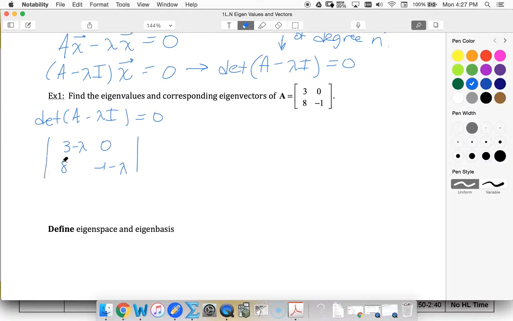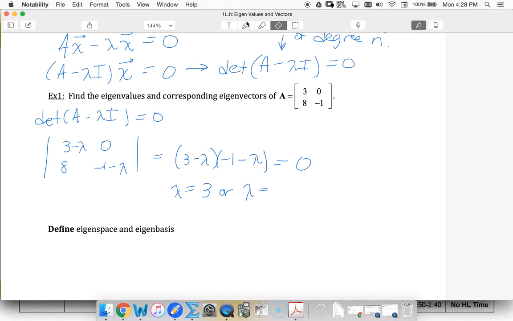And I want the determinant of that. So I'm going to end up with (3 minus lambda) times (negative 1 minus lambda) minus 0 equals 0. So that implies that lambda is 3, or lambda is negative 1 from that second factor.